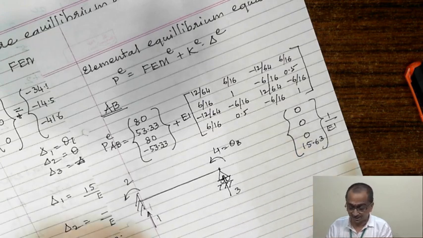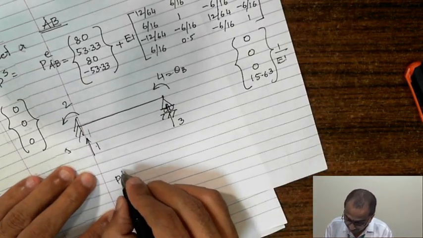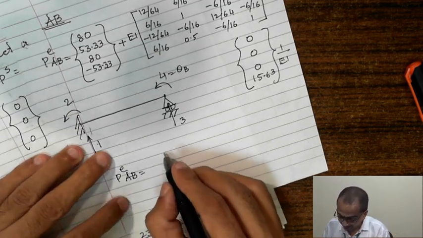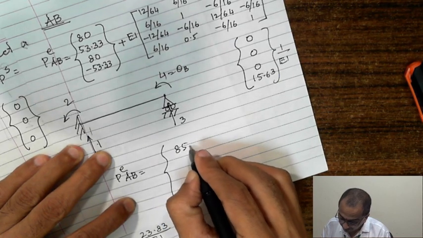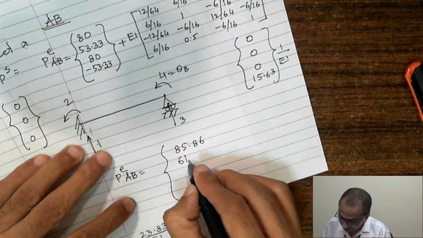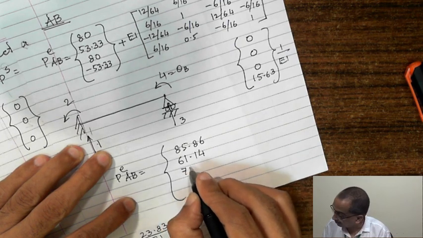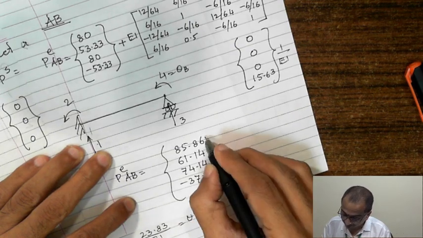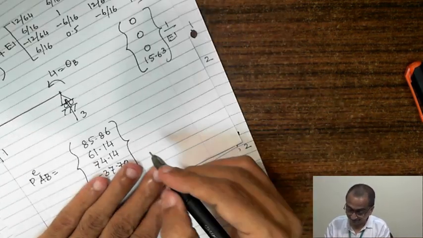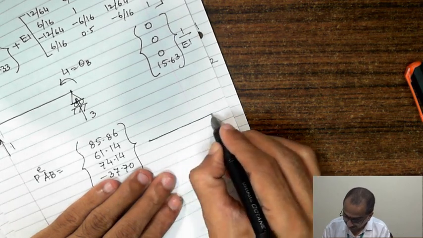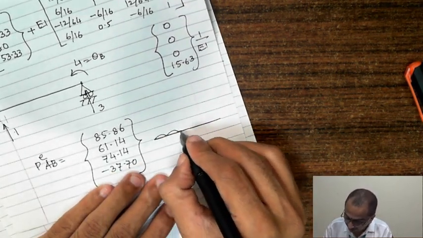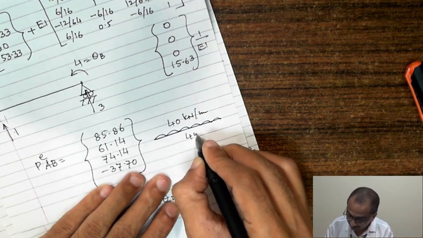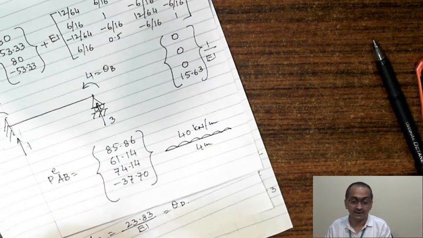By multiplying this, I have solved this matrix and got P element AB equal to 85.86, 61.14, 74.14 and minus 37.70. I am showing it on the beam. This is loaded with 40 kilonewton per meter for 4 meters. Now my local coordinates, my local reactions, are like this.